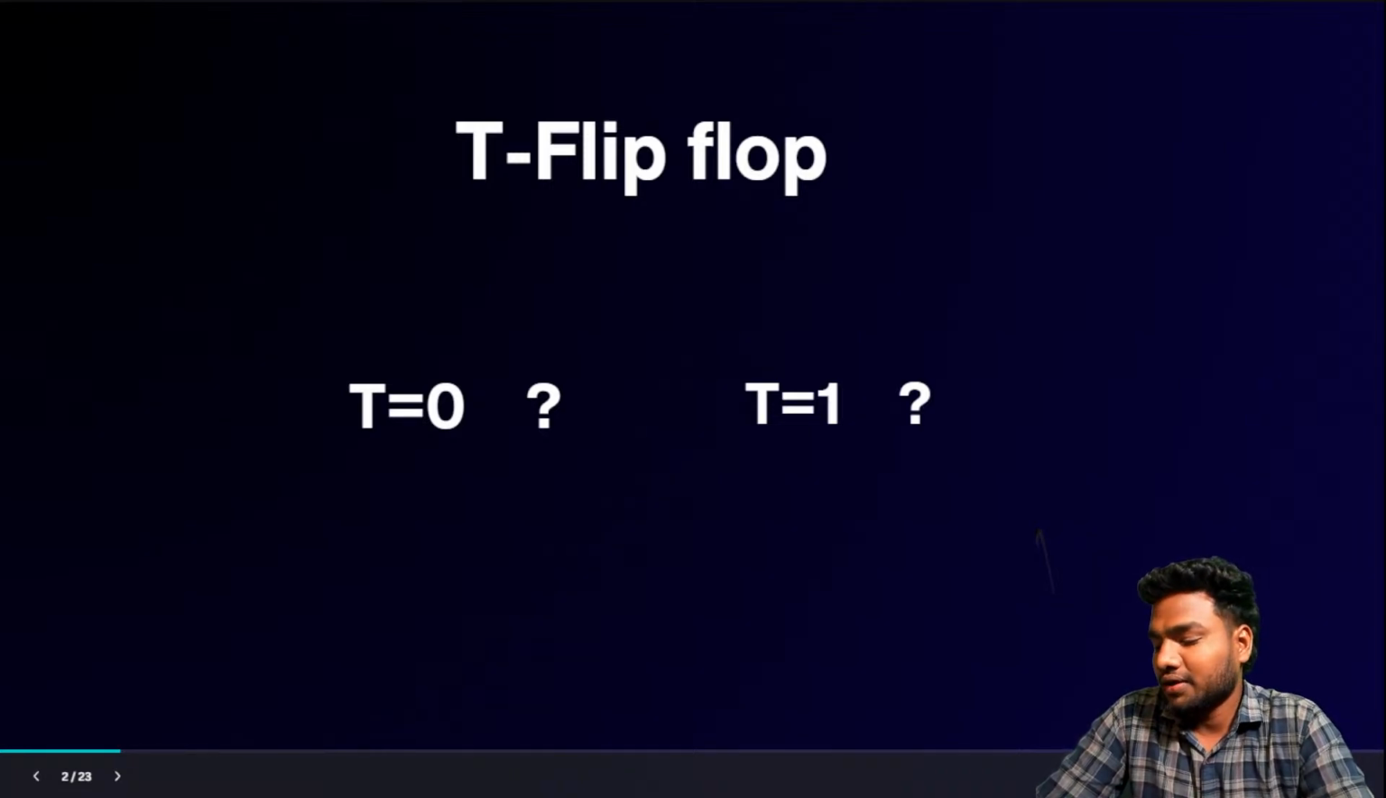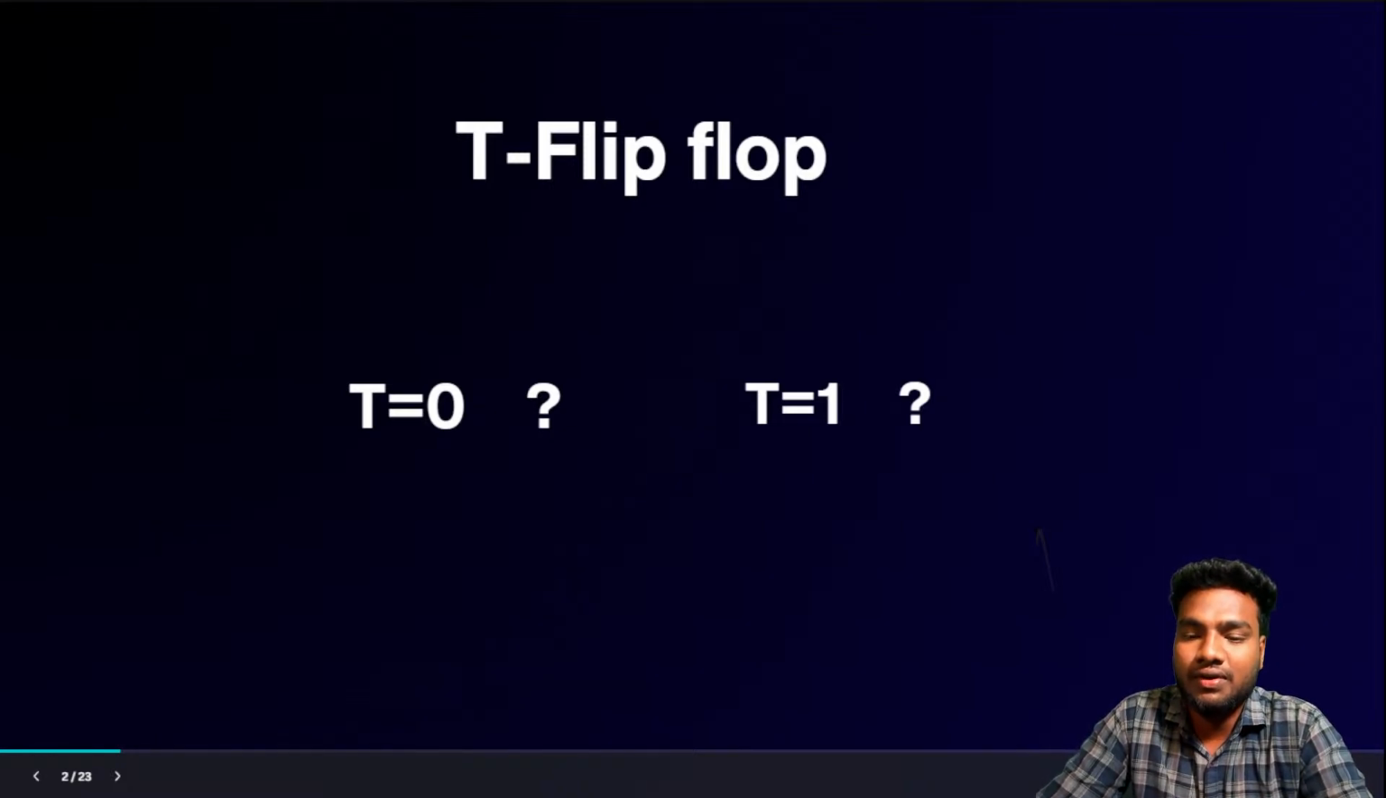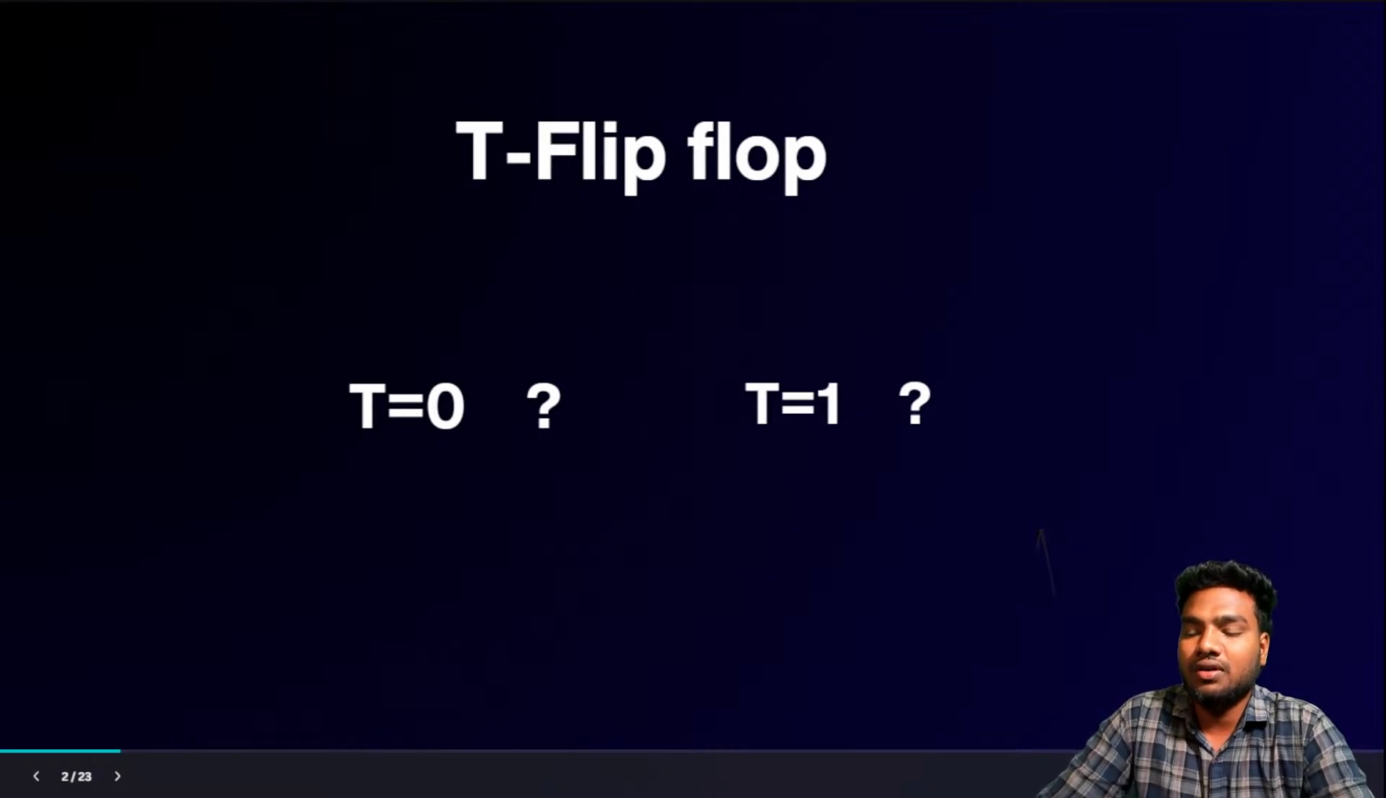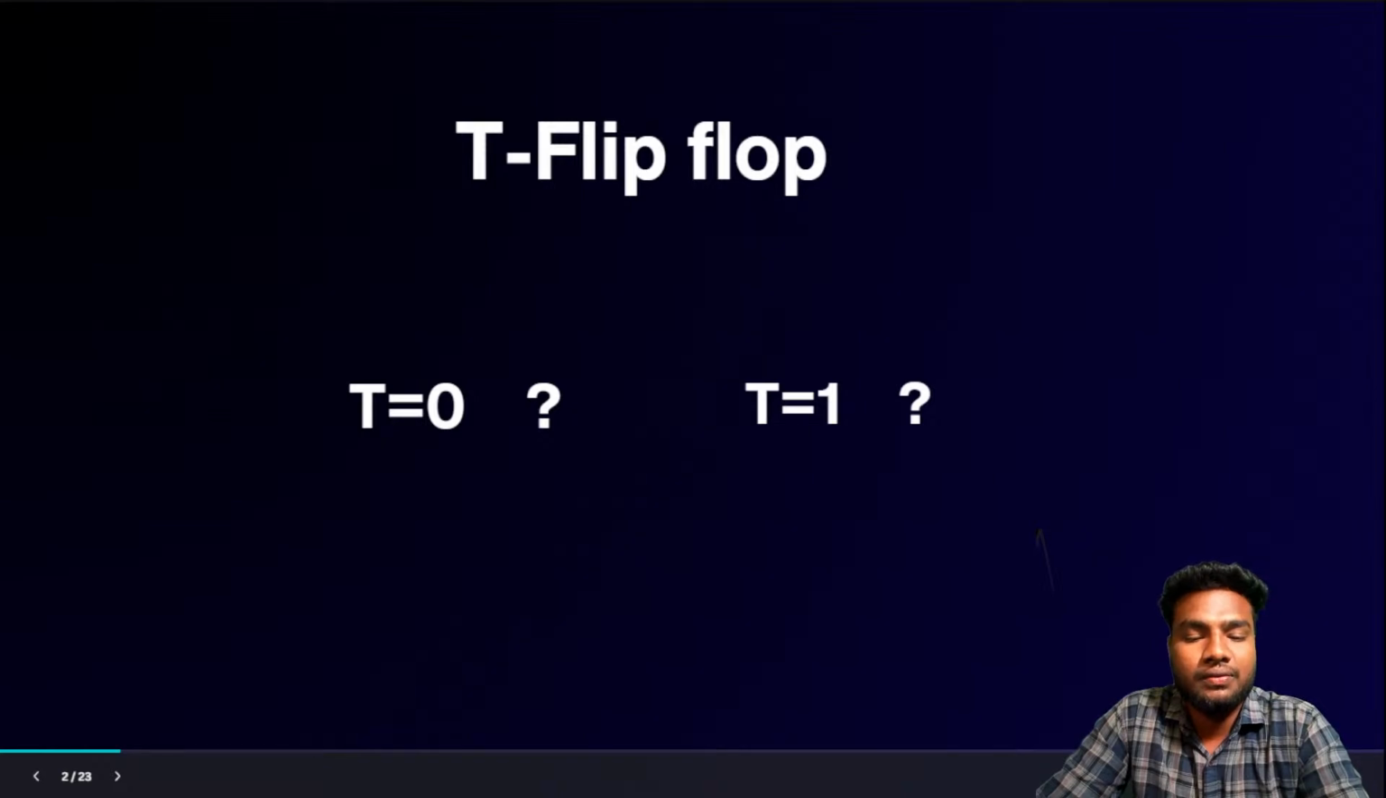So it will toggle based on that condition. If T equals 1, it will toggle. If T equals 0, it will give the same output. Whatever is stored in the flip flop, it will give the same output. So this is the question, just try. At the end of the session we will write some 2x1 mux design code, and you can also write it yourself using this condition. Try to write the T flip flop code in Verilog yourself.